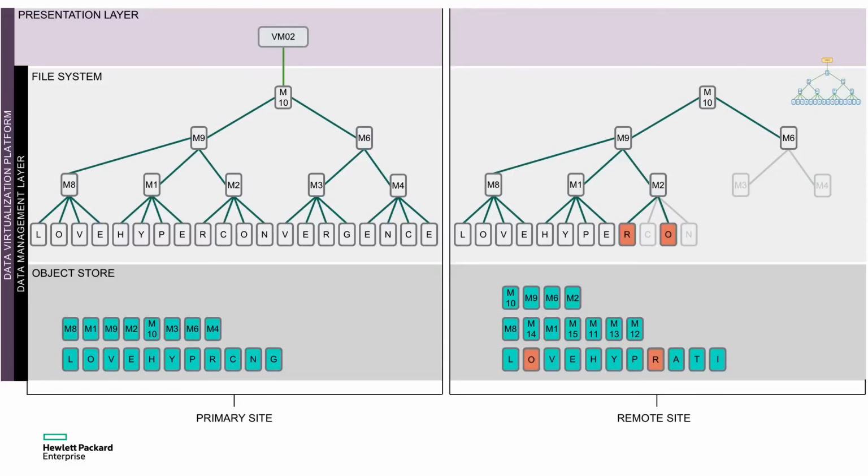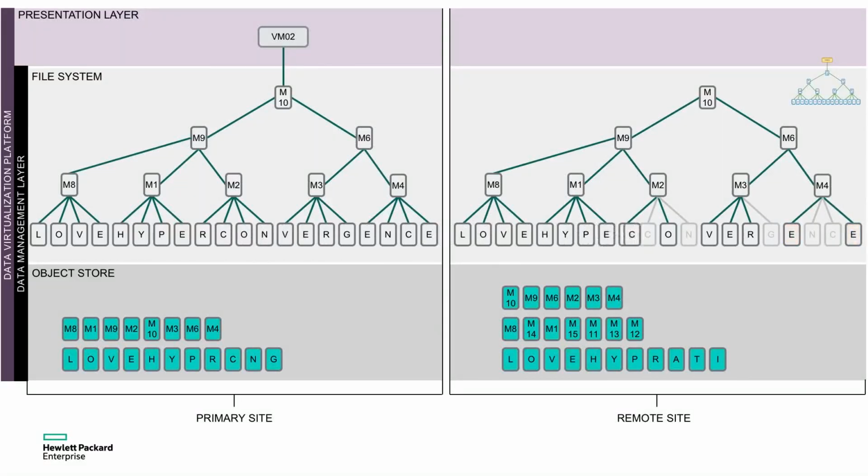Of these 4 pieces of data, the remote site already has R and O, so those are identified as duplicate blocks of data. Next we move on to M3 and continue the process, recognizing that the remote site already has a V, E, and R that are children of M3. We do the same thing with M4, storing it in the object store and recognizing that the remote site already has E.